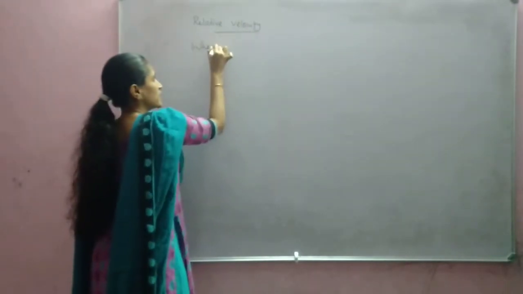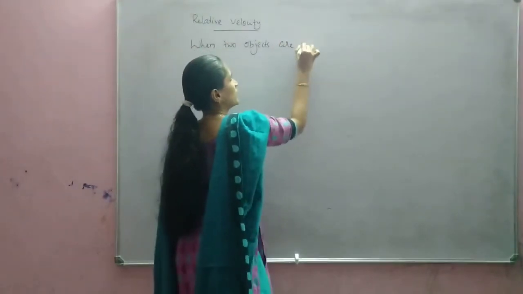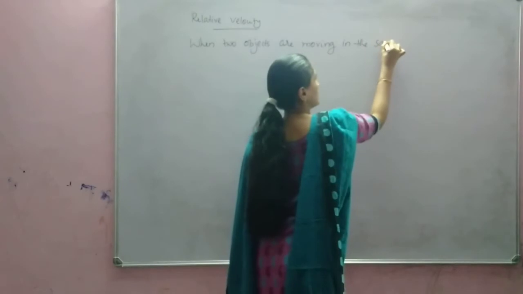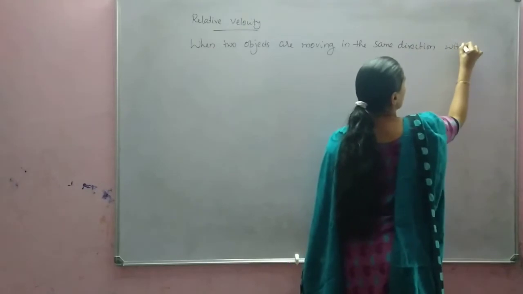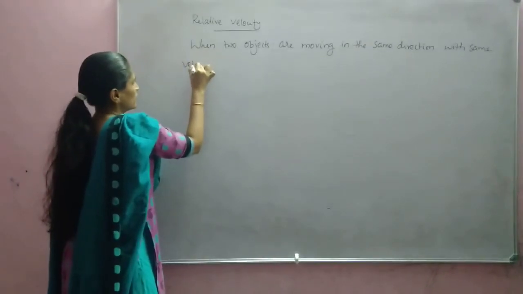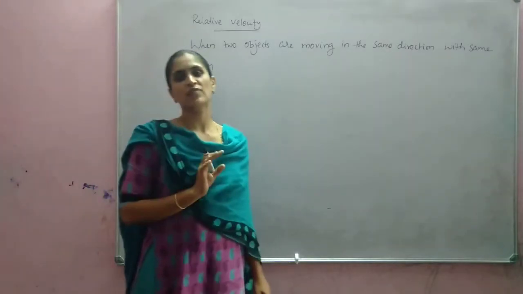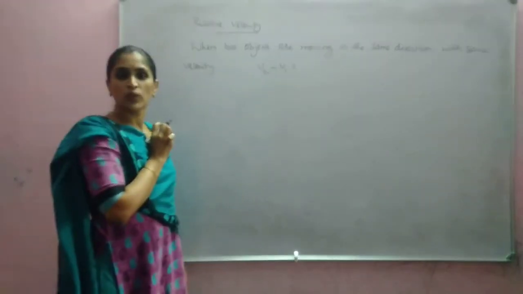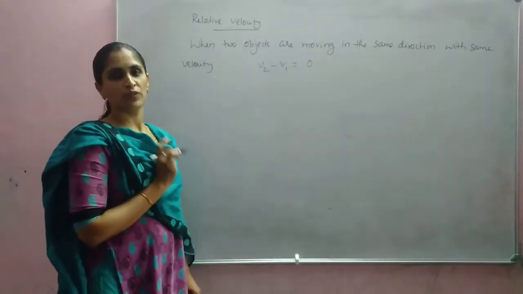When two objects are moving in the same direction with the same velocity, what will be the relative velocity? v2 minus v1 will be 0, because v2 and v1 are both equal. So in this case, what will be the shape of the graph?